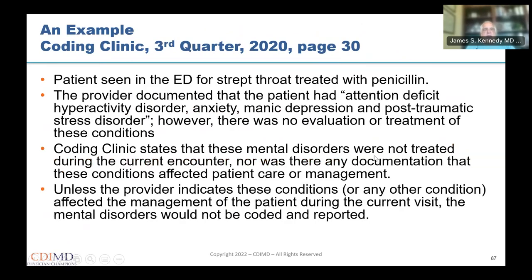An example was in the Coding Clinic, third quarter 2020. A patient was seen in the emergency room for strep throat. The doctor also documented the patient had attention deficit disorder, anxiety, manic depression, and post-traumatic stress. However, all the emergency room doctor did was treat the strep throat. Because these were not addressed by the physician, we cannot code these chronic mental disorders unless the physician documented that they impacted the current visit in some way.